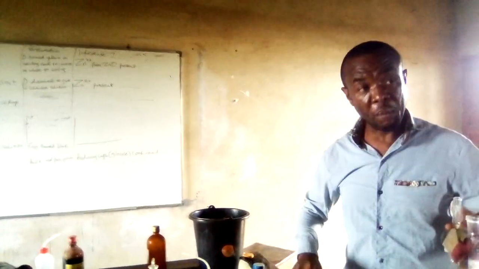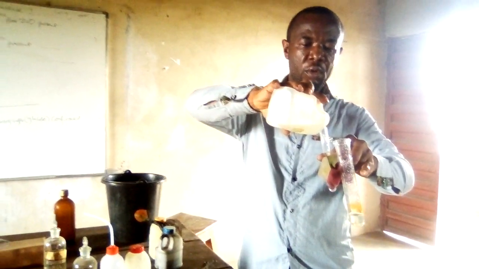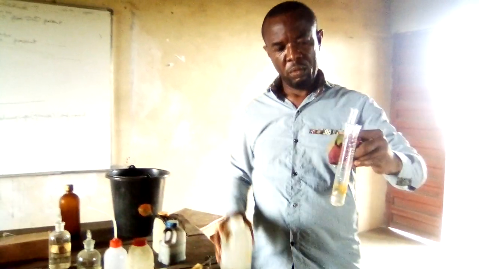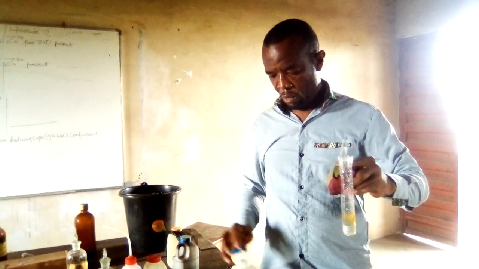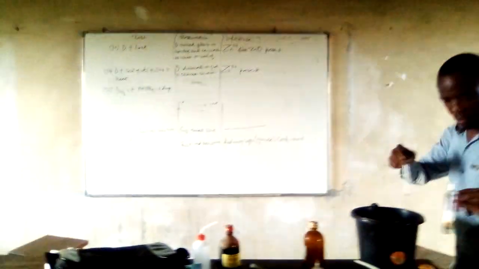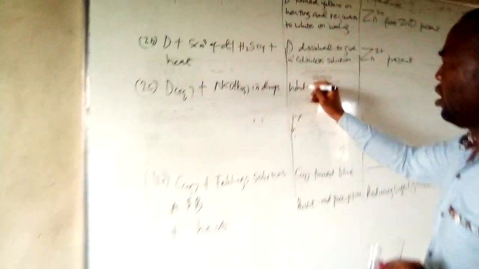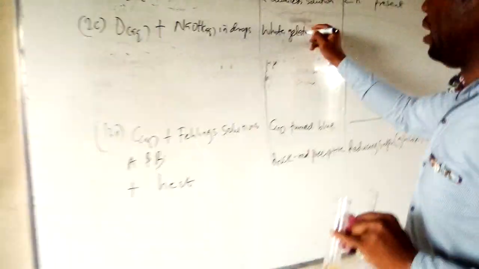The excess means add more, maybe to half of the test tube or more than half. Then you look at it. Are you seeing anything inside again? No. So that white substance that looks like a gel has disappeared, it has dissolved. So our observation and inference will now be: in drops, white gelatinous precipitate.